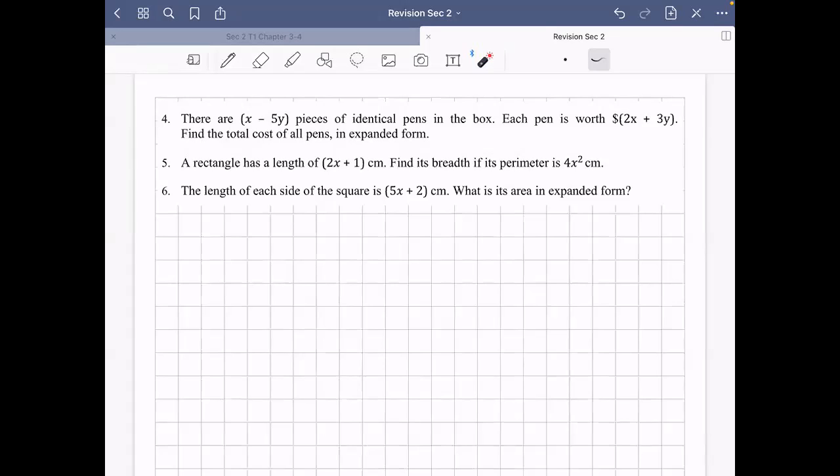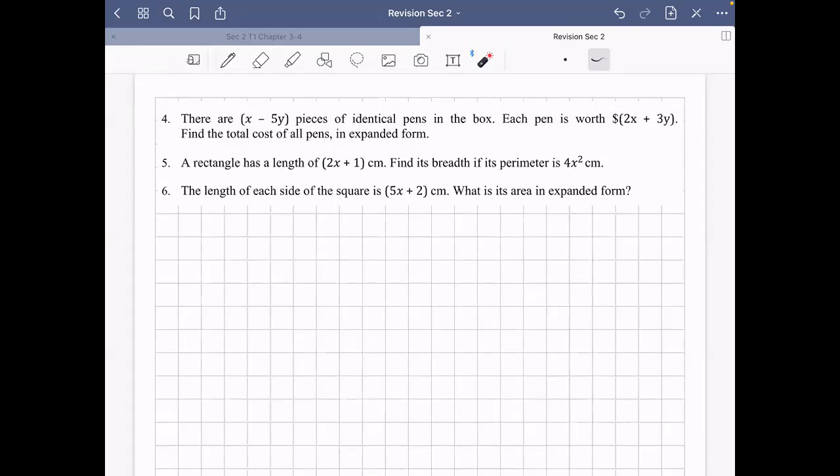Okay. A rectangle has a length of 2x plus 1 centimeters. Find its breadth if its perimeter is 4x squared centimeters. If you need to draw a rectangle, it's totally fine. Some of you are, of course, visual learners. Even me, I tend to draw a rectangle just to see it clearly, especially for geometry questions.